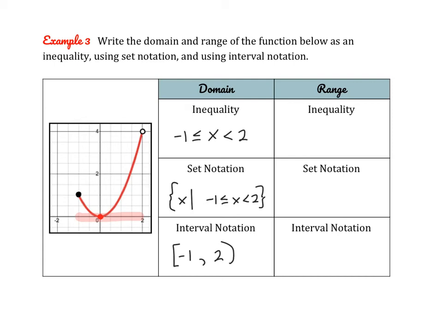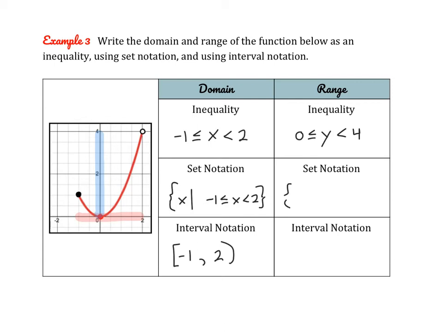Now, let's talk about the range, which is all the y values. So I'm going to highlight all the y values that we see on our graph, everything from 0 up to 4. So here, again, it's restricted between two numbers, so we can write it like this. Our lower boundary is 0. It is included, so we'll say less than or equal to. This time it's y, and then our upper y value is 4. Now, if you look at where 4 is, it's that open circle, so it is not included. So we just say is less than 4.